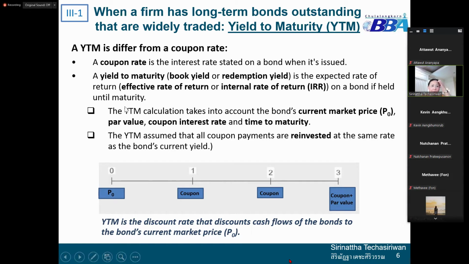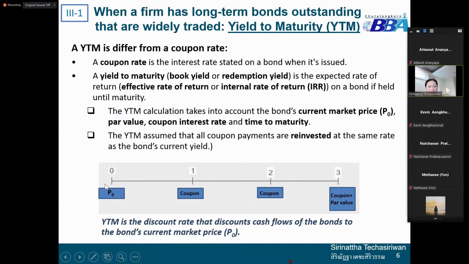Okay, so yield to maturity is different from a coupon rate. Coupon rate is the interest rate that is stated on the paper, right? So it's historical, as I already explained to you before, it's historical cost. But yield to maturity reflects current cost, right? So it is basically the discount rate that discounts the cash flow of the debt. Coupon rate represents cash flow, right?